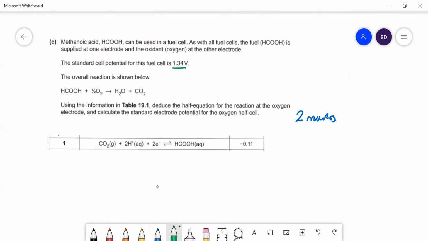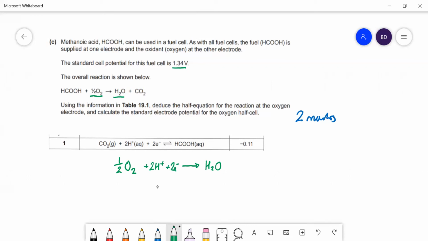Well, let's look at the overall equation. We can see that the oxygen goes to H2O. So I'm going to write down here, half O2 goes to H2O. And we need to balance that with H pluses. So that means we're going to need 2 H plus on this side of the equation. Now we need to balance the charge. That means we're going to have 2 e minus.